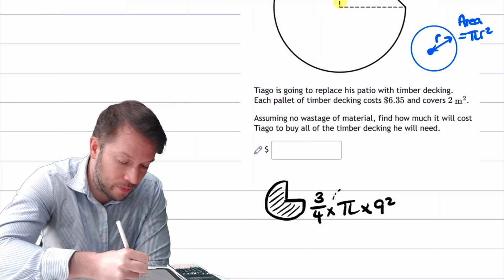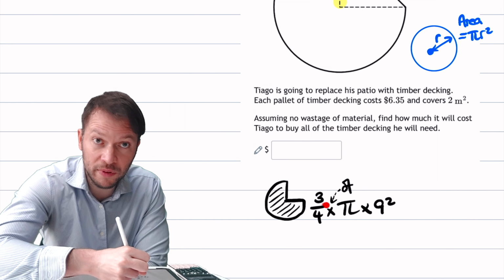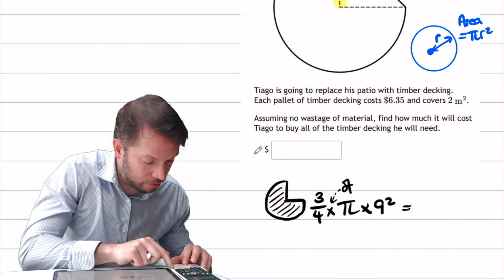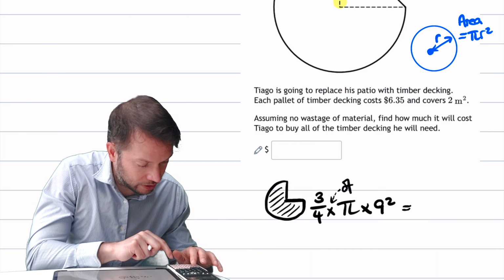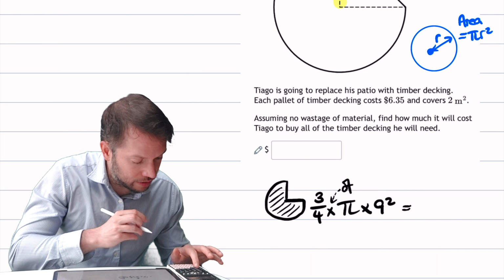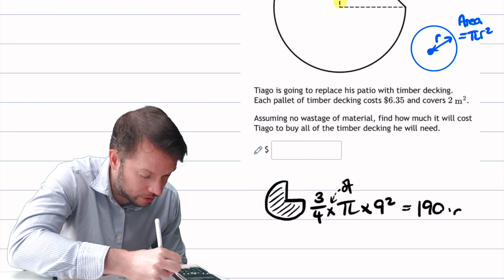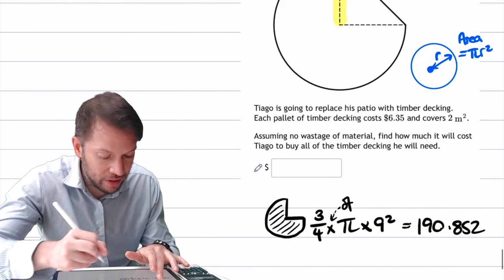Remember, if you want to do a fraction of an amount, you just do 3/4 times by that amount. So I'm just going to do that on my calculator. 3/4 times pi times 9 squared, and that is, as a decimal, 190.852. I'm just going to give a bunch of decimal places because I don't want to get a rounding error. Okay, what about the triangle?